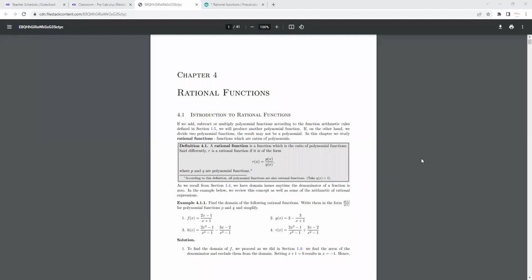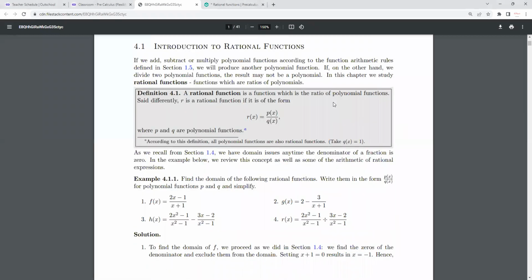Okay, so we're now on the chapter rational functions. So I've attached a guide. You don't have to read it, but it's just there if you need it.